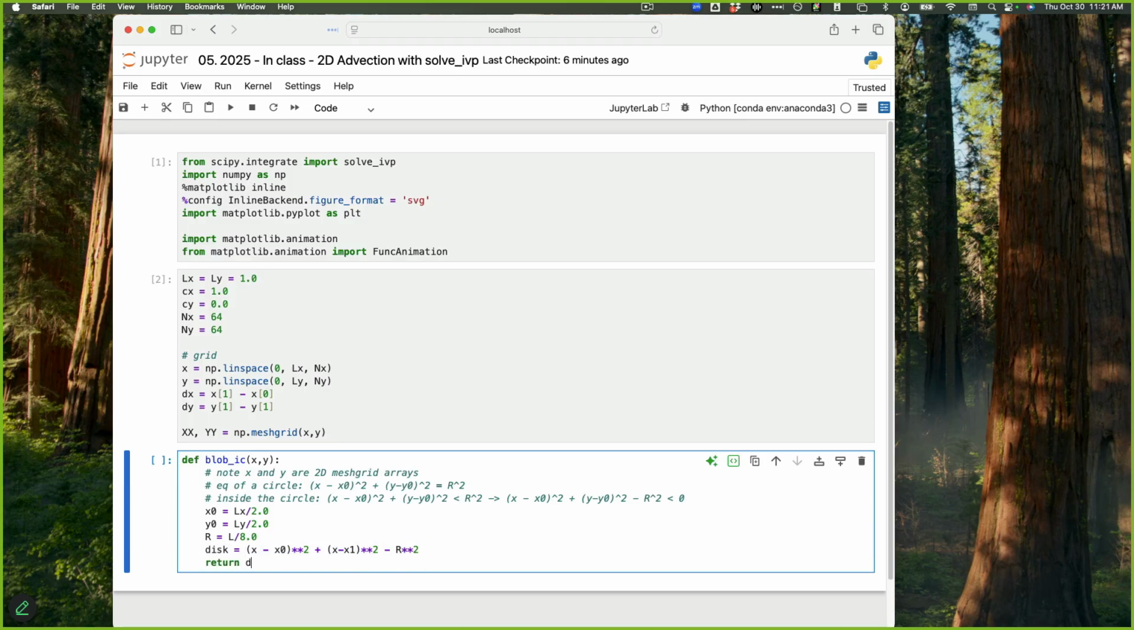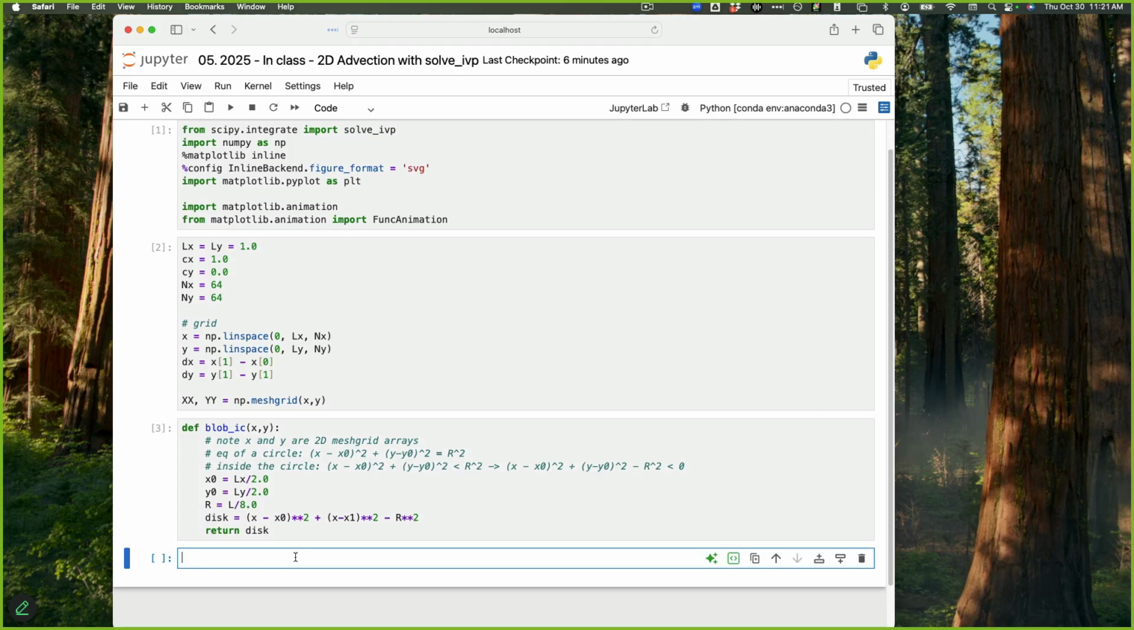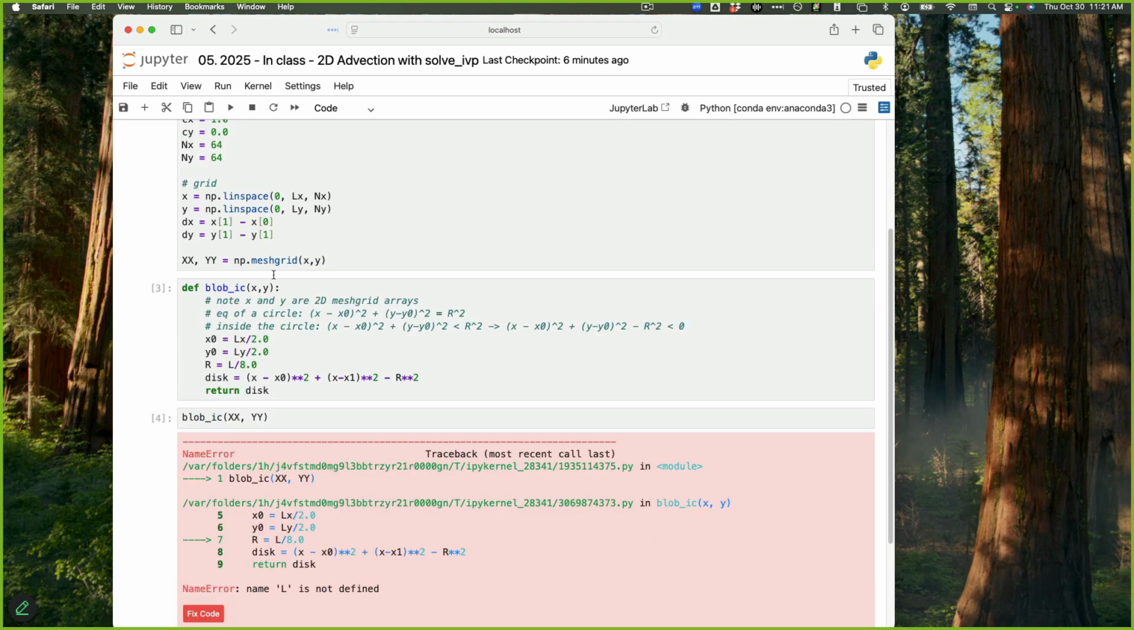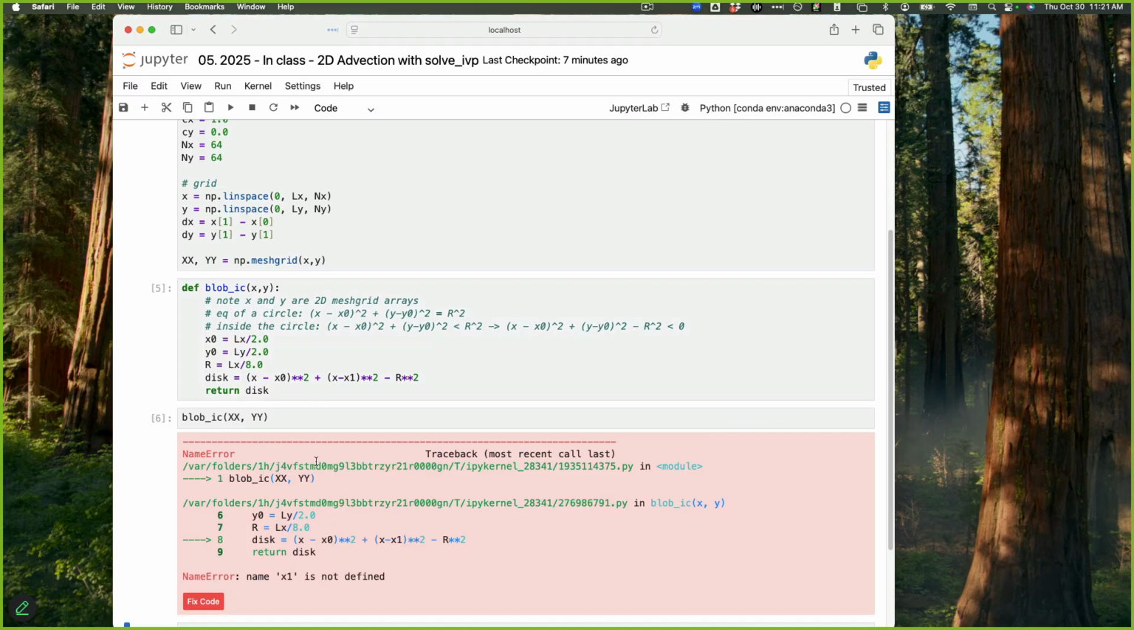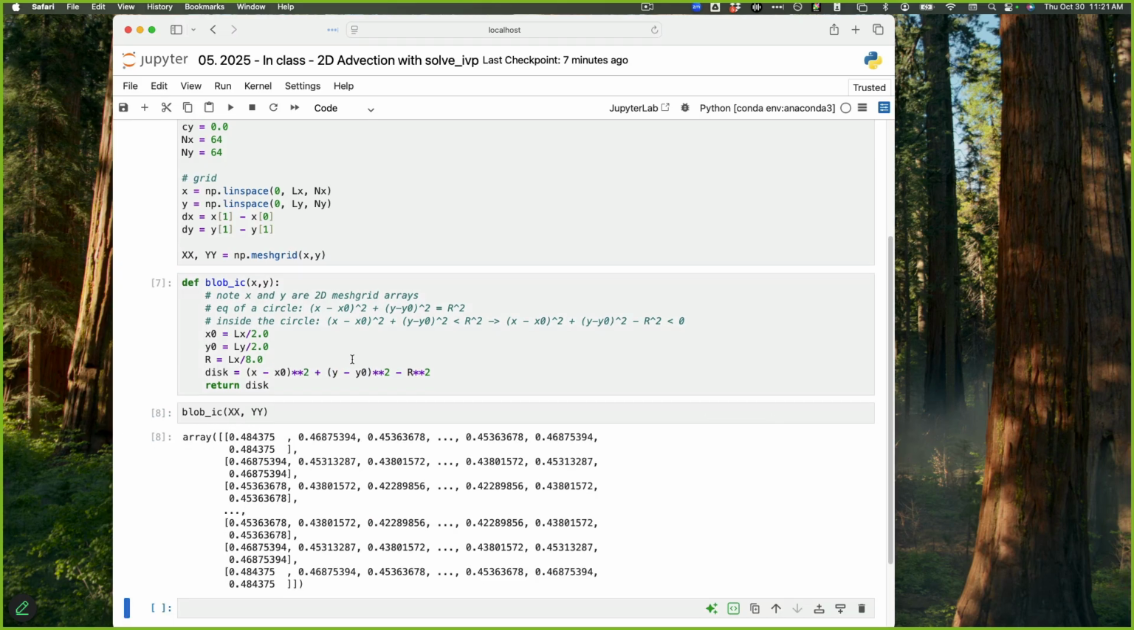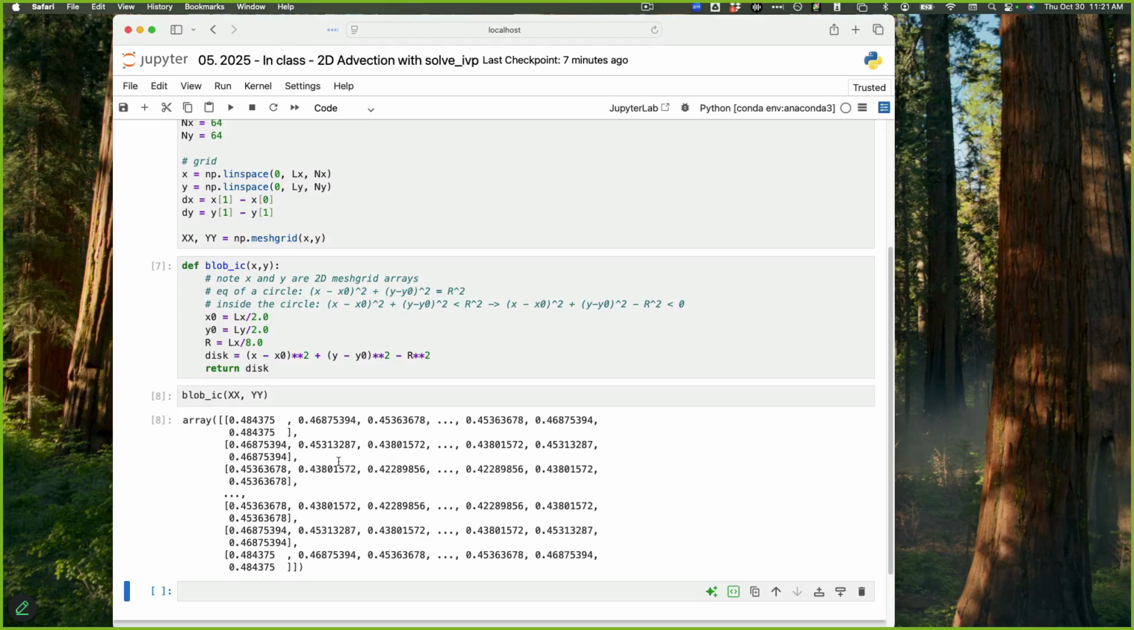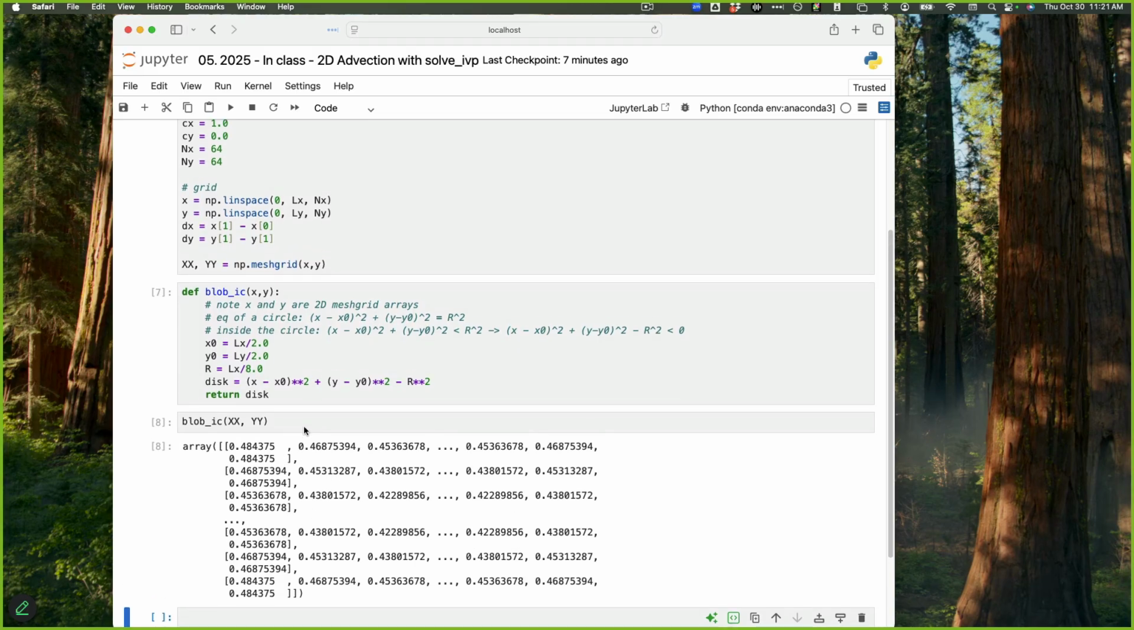Okay, so I'm going to return this. Give me a second here. If I call blob initial condition with xx and yy, oh, L is not defined. R is Lx over 8, let's say. And then y0, y minus y0. Okay, so now this is simply a two-dimensional array with values.